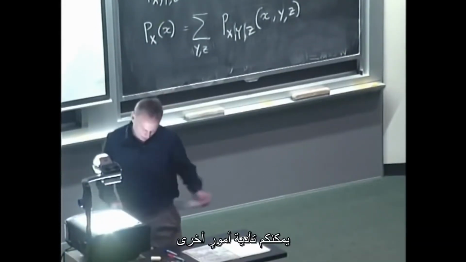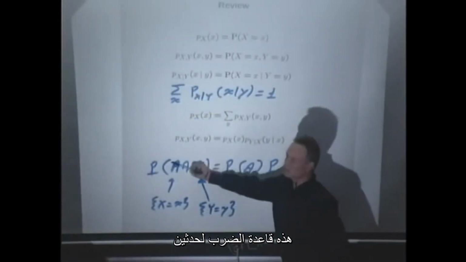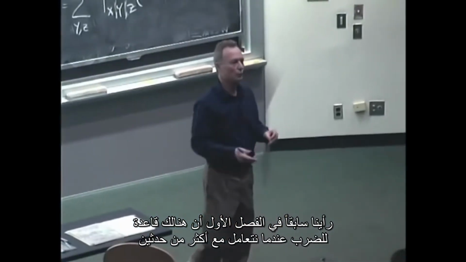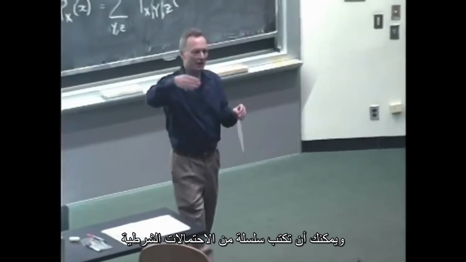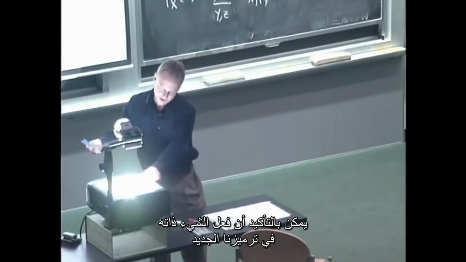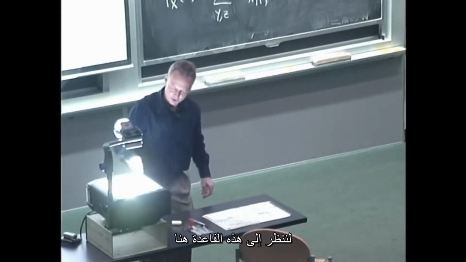And then there's other things that you can do. This is the multiplication rule for 2 events. We saw back in chapter 1 that there's a multiplication rule when you talk about more than 2 events, and you can write a chain of conditional probabilities. We can certainly do the same in our new notation. So let's look at this rule up here. Multiplication rule for 3 random variables.